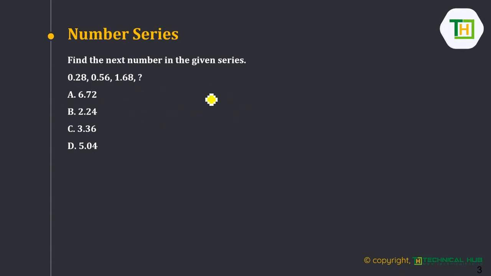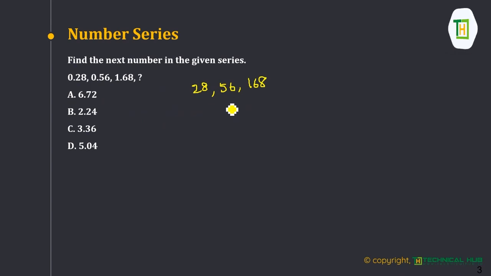So here the series is given in the decimal format, right? If you find it difficult to solve the question using decimal numbers, try to convert them into integers. If you observe, every number has two digits after the decimal point, so easily I can write this as 28, 56 and 168. Then I can identify the logic here.